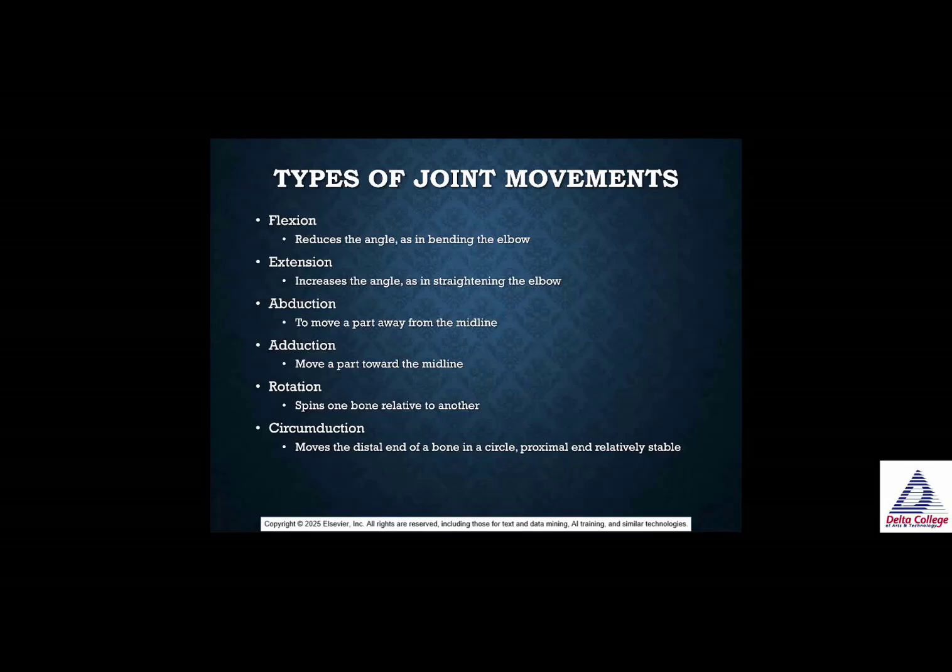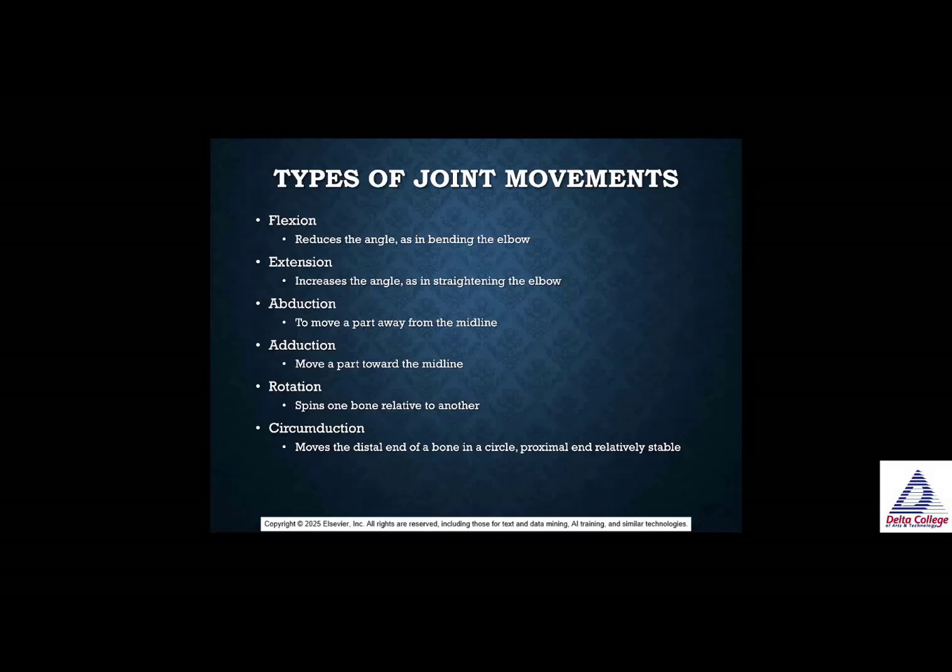Now, you also have to know all of these terms. There's actually an image in your book, table 7-7, that explains these and shows these movements. You must know these forever and ever. The first one is flexion. This reduces the angle, as in bending the elbow. Then you have extension. This increases the angle, such as straightening the elbow. Abduction is to move away from the midline, so abduction, away. Adduction is toward the midline.